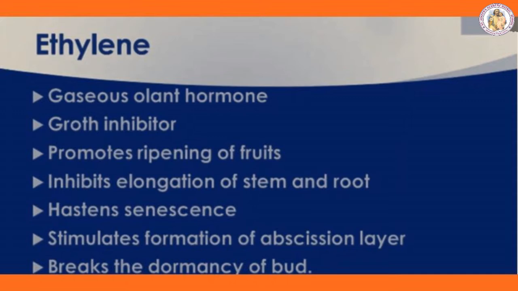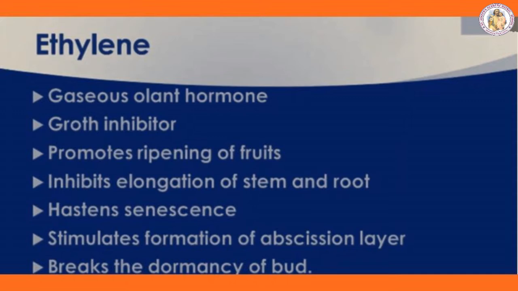Ethylene is the last hormone, a gaseous plant hormone. It is also called a growth inhibitor, and it is mainly concerned with the maturation and ripening of fruits. Maximum synthesis of ethylene is during the ripening of fruits like apple, banana, mango, and melons.